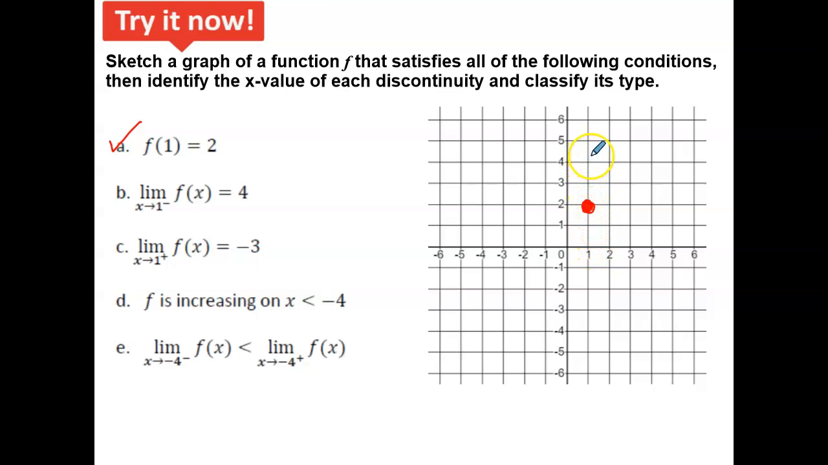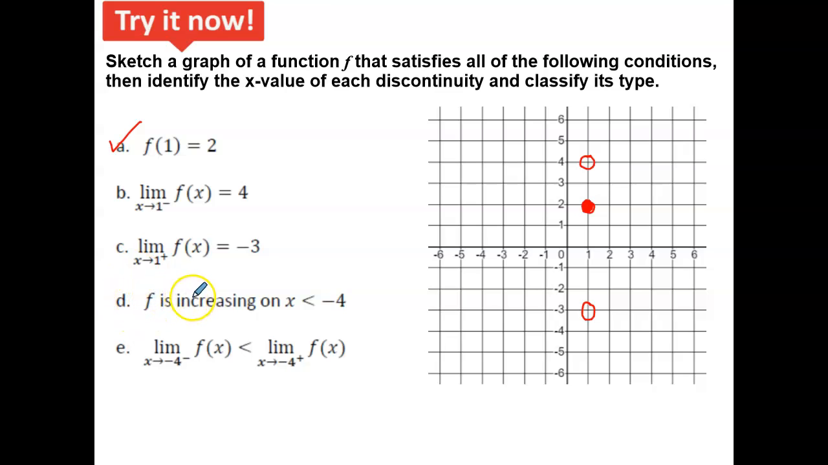Well, I can't have two closed circles at 1, so my limit is going to need to be an open circle in order to satisfy that condition. And it's going to need to have a function that's connecting or hooking up to it from the left side. Okay, so I'm not going to check that one off as complete yet because I haven't drawn that function. Then C, the limit from the right side approaching 1 is going to be negative 3. So again, I can't have a closed circle since I already have one, so I'm going to need an open circle at negative 3, and that's going to hook up to a function feeding into it from the right side.